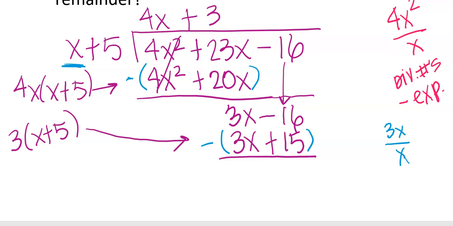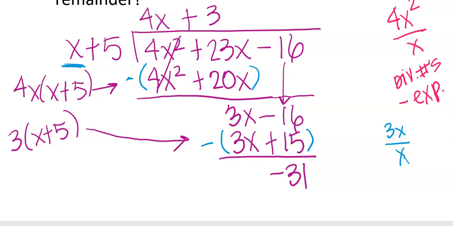Okay, so 3x, subtract 3x gives you nothing. I'm going to not write anything. And then we have a negative 16 minus 15, so we have a negative 31. Now, is there anything else to bring down? No. So then you just leave it. So that basically is your remainder.